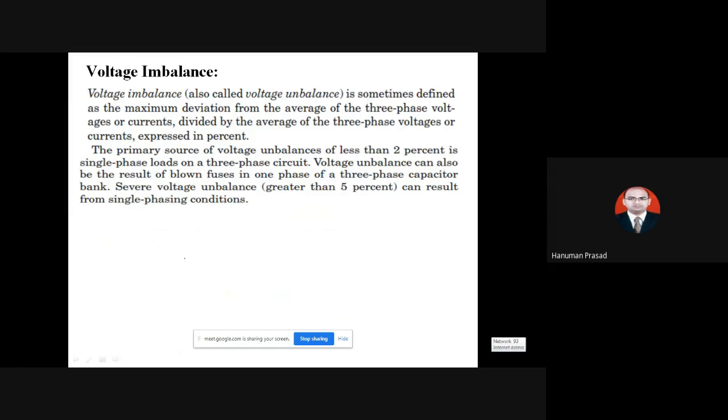What is voltage imbalance? Imbalance means not balanced. This is called voltage unbalance. It is defined as the maximum deviation from the average of the three-phase voltage or current, divided by the average of the three-phase voltage or current, expressed in percentage. The primary source of voltage unbalance is single-phase loads on three-phase circuits, typically less than 2%.